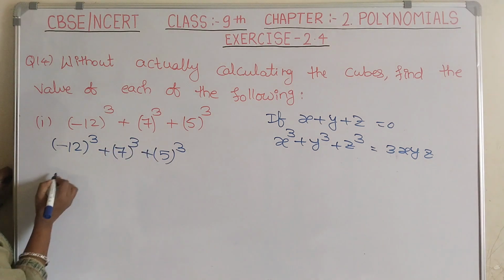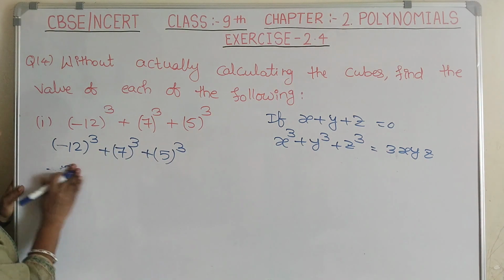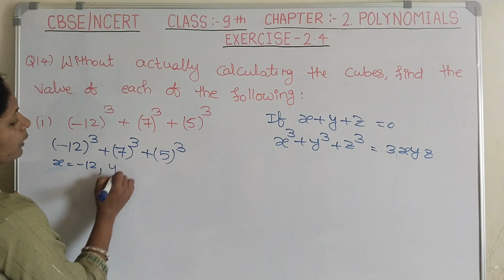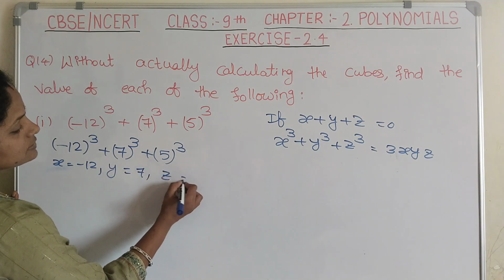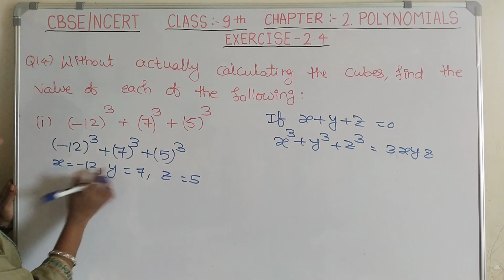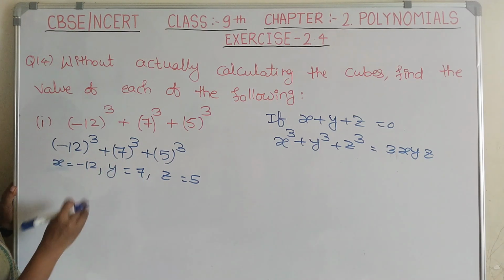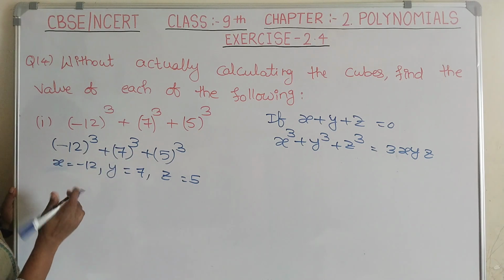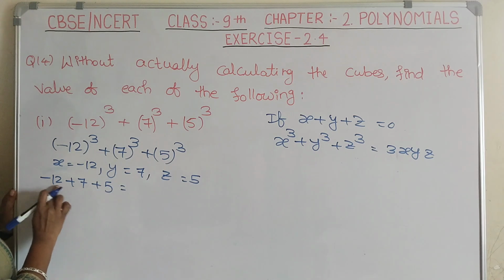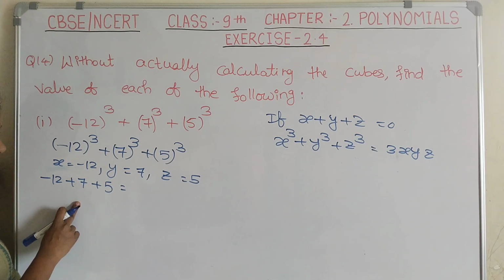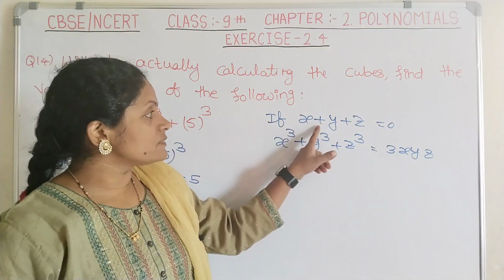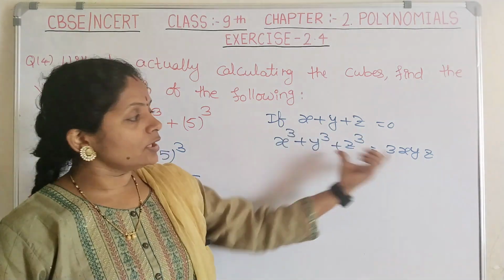Let us check. Here x is equal to minus 12, y is equal to 7 and z is equal to 5. Let us add these numbers and see whether we will get 0 or not. Minus 12 plus 7 plus 5. Minus 12 plus 7 gives minus 5. Minus 5 plus 5 is 0. Means x plus y plus z is 0, which means we can use this formula.